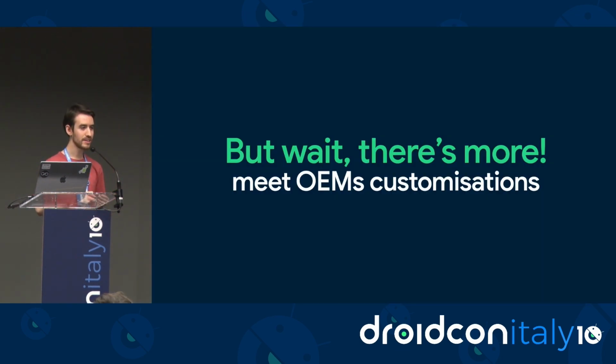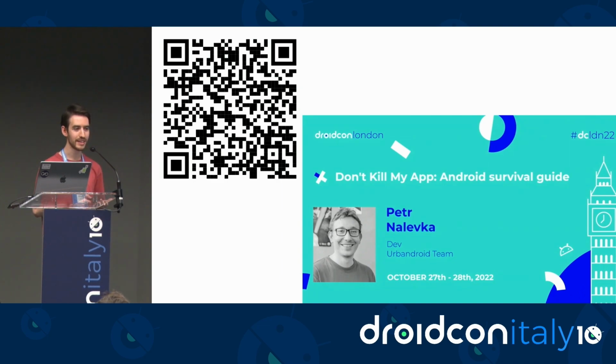Also, as I said earlier, it is not that simple. There are also some policies enforced by OEMs that will affect your background work. And for that, I can suggest another talk that was presented at Droidcon London last year by the team of UrbanDroid. They made the Sleep as Android app. I don't know if any of you used Sleep as Android. It's a sleep tracking app. And of course, it runs in the background at night while the phone is still. So it's a very difficult use case.